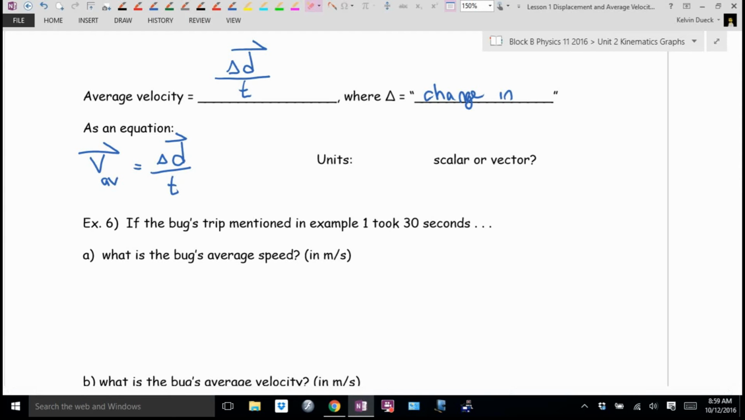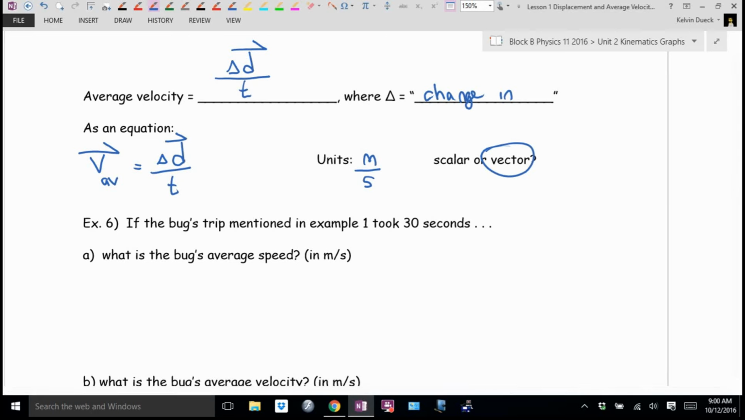What would the units for average velocity be? Well, what do I measure displacement in? What do I measure time in? Mr. Dewick, if I see meters per second, how can I tell whether it's a velocity or a speed? Oh, if there's also a direction, it's a velocity. 30 meters per second, speed. 30 meters per second north, velocity. Velocity, scalar or vector? Vector. Be neat if there was a dumb, easy way to remember that.